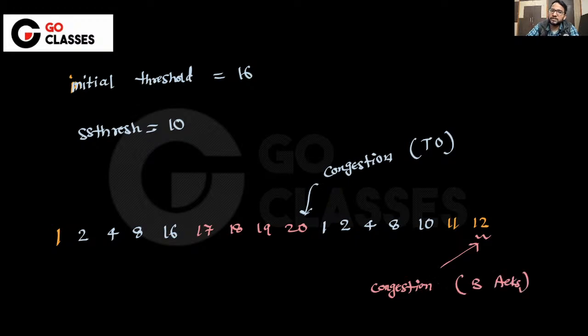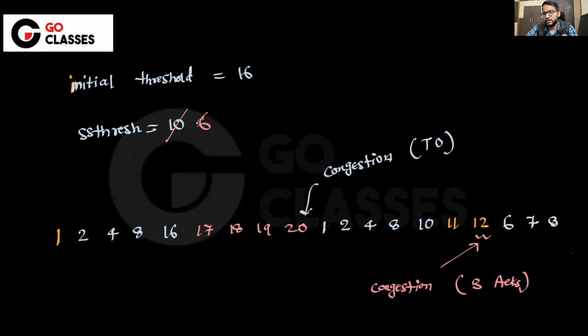If I'm getting the 3 duplicate ACK case, then I will go to the congestion avoidance. I will set the congestion window to 6, which will be half of it, although it does not matter. So that's the only difference. Here I will be starting with 6, and then this is the congestion avoidance, so it will be 6, 7, 8, like that I will keep on doing.